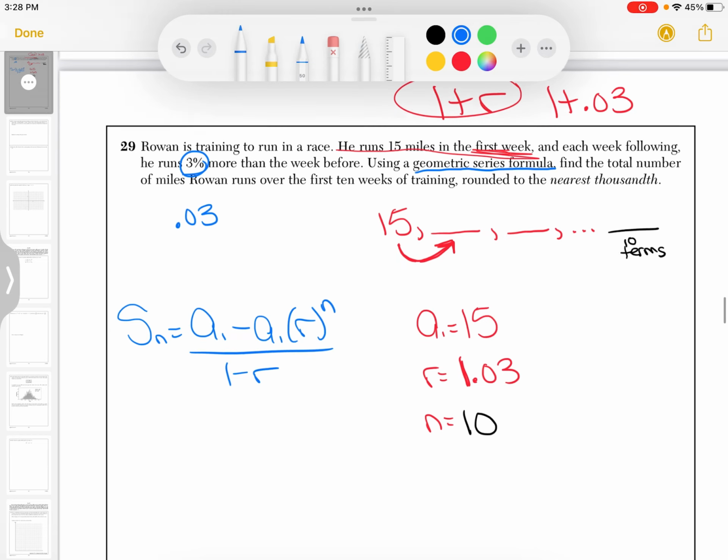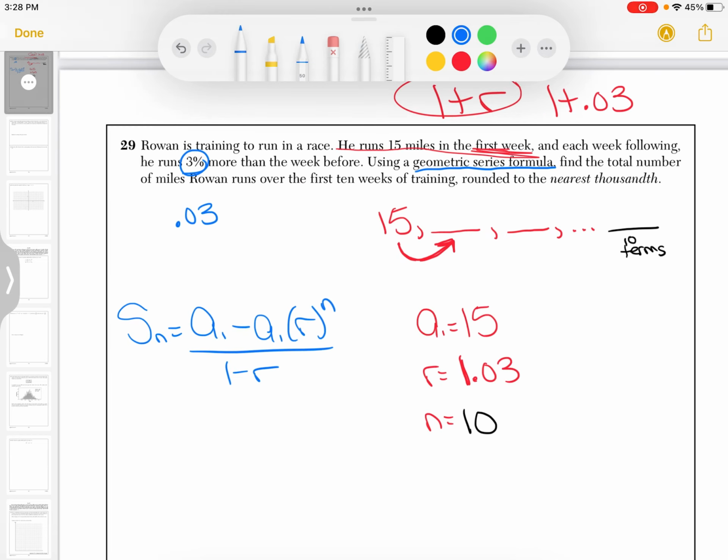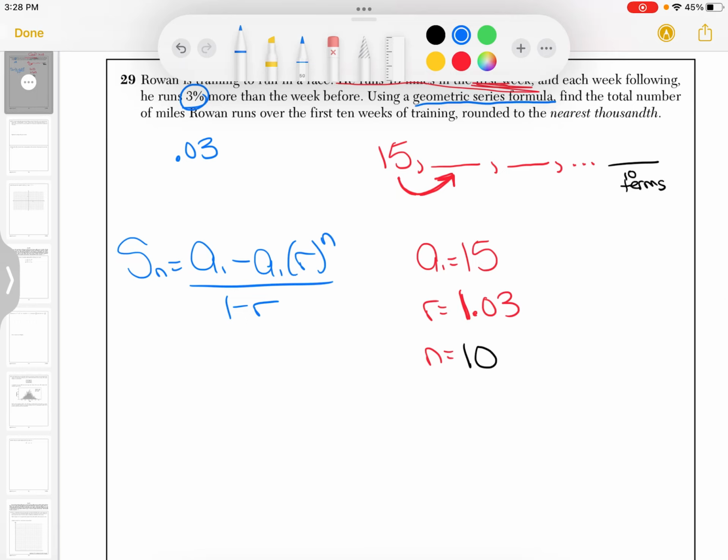It's almost like when you used to do sales tax questions, you'd have to multiply by 1.08 to find out the amount of money with the sales tax included, because you're not just taking that percentage, you are adding it to your original amount. So my rate's going to be 1.03. Once you have that information, the rest of the problem's not too hard. I'm going to plug everything in where it needs to be plugged in. So this is 15 minus 15 times 1.03 to the 10 over 1 minus 1.03.